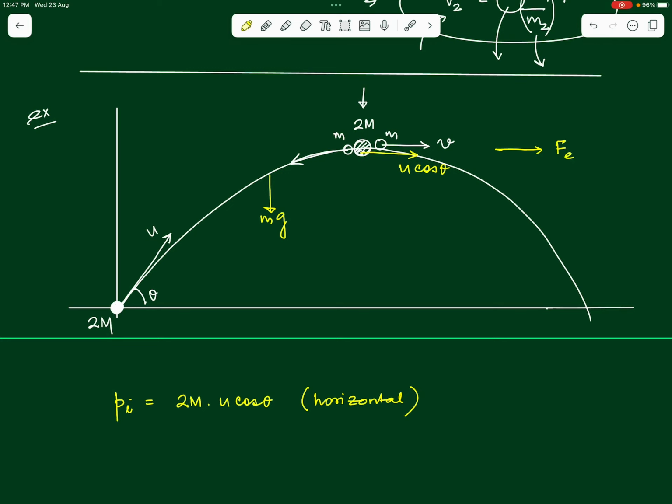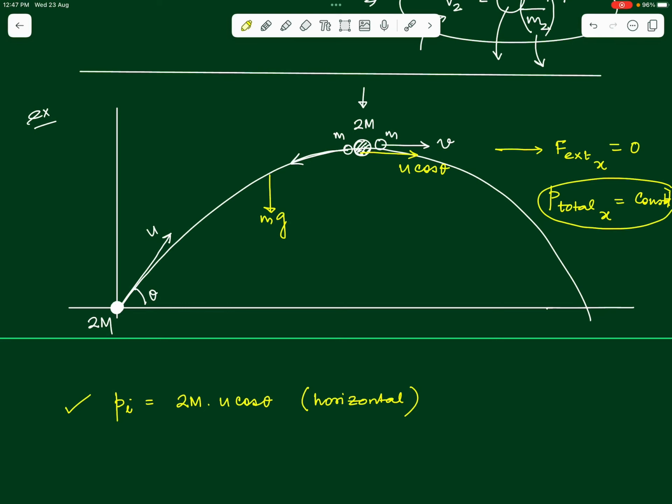So can we say that the F external along the horizontal, along the x direction, is still 0? So we can at least use the law of conservation of momentum along the horizontal. Can we still say that the total momentum along the horizontal should be a constant? Along the vertical it may not be constant because there is a force acting along the vertical. But along the horizontal, the net momentum will still be conserved.